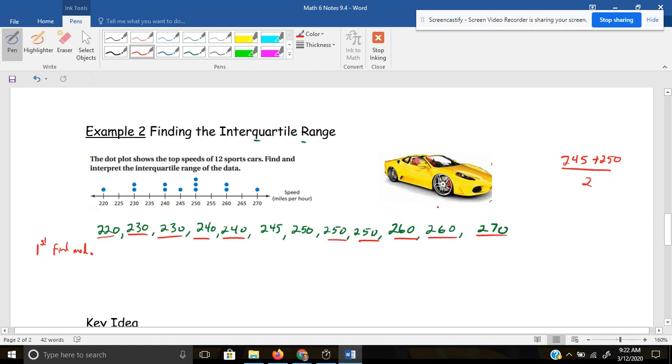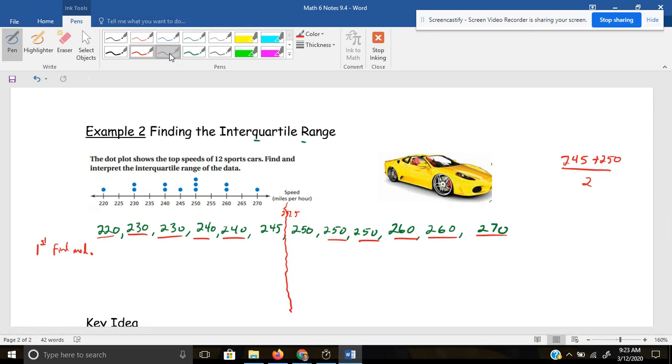Or you can think to yourself, if I went 2 up, I'd be at 247. If I went 2 down, I'd be at 248. What's between 247 and 248? Well, 247 and a half would be our median. So that's going to split our data in half. We'll have 1, 2, 3, 4, 5, 6 numbers on the left side and 1, 2, 3, 4, 5, 6 numbers on the right-hand side.